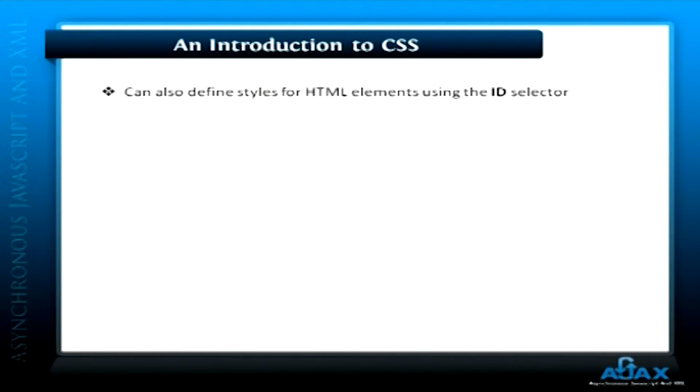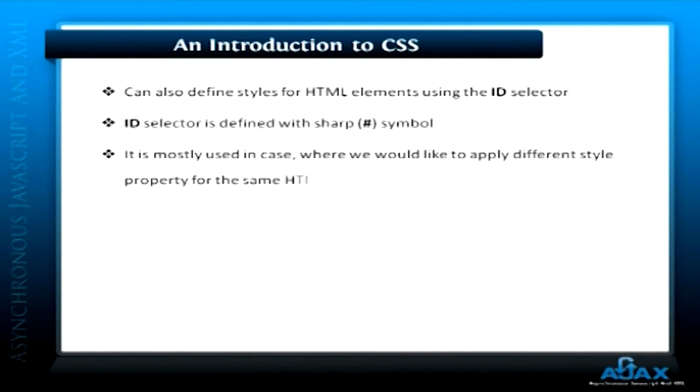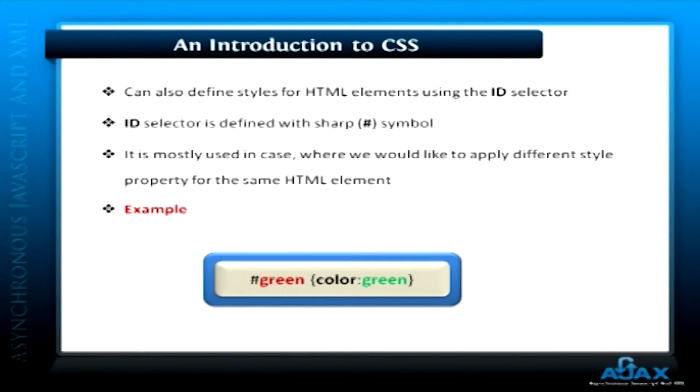Similarly, we can also define styles for HTML elements using the ID selector. This ID selector is defined with the sharp symbol. That's the hash symbol. This property is mostly used in cases where we'd like to apply different style properties for the same HTML element. Fine, now look at this example. This style rule is applied to the element that has an ID attribute with a value of green. Okay, well I hope you've got some good ideas about CSS. Now let's see how to implement this in Ajax in our next tutorial.